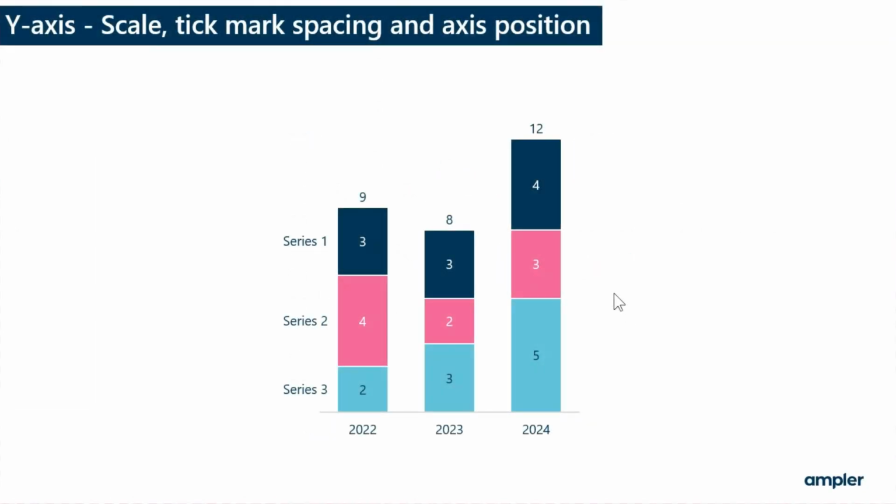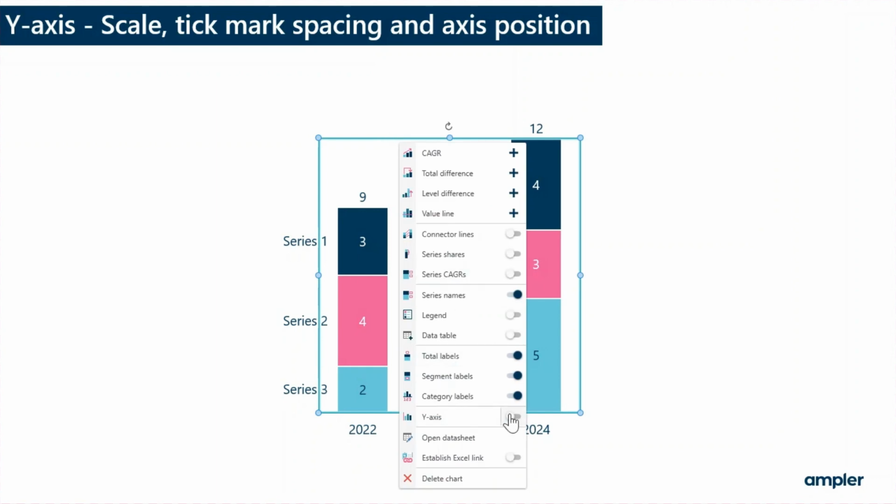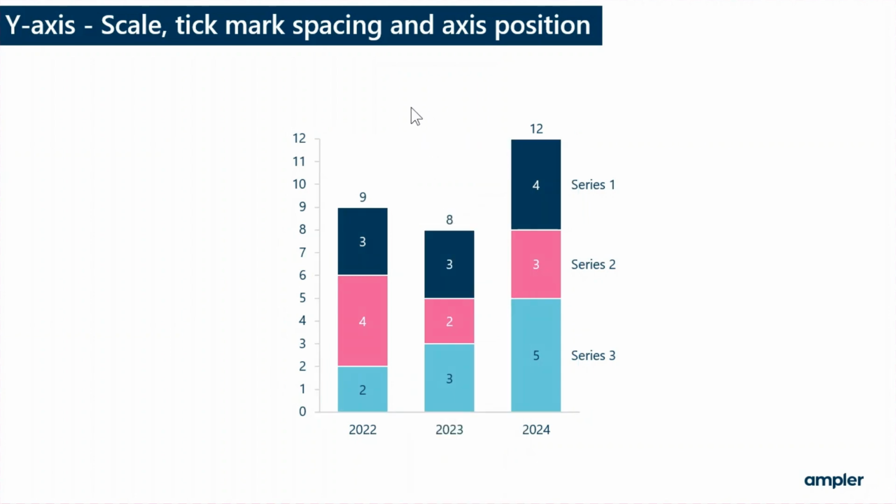To add an axis, right-click on the chart and toggle on Y-axis from the context menu. The axis is automatically scaled according to the values of the categories and is automatically updated whenever the data change.